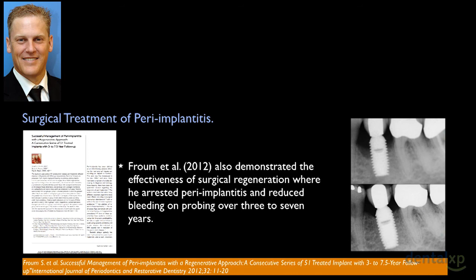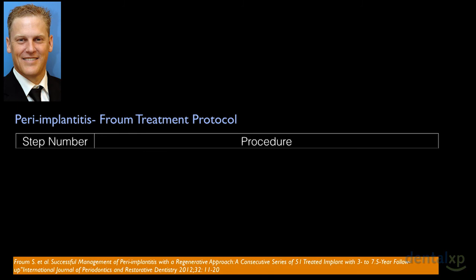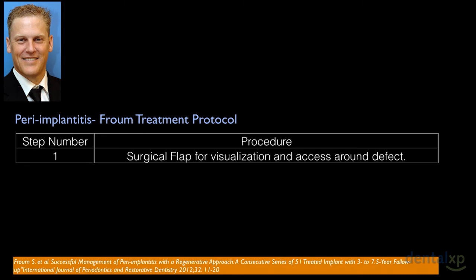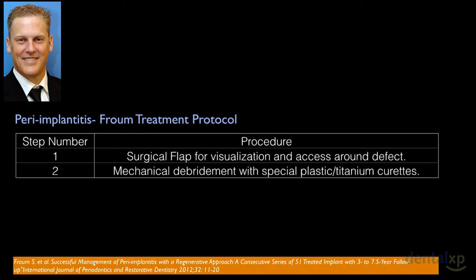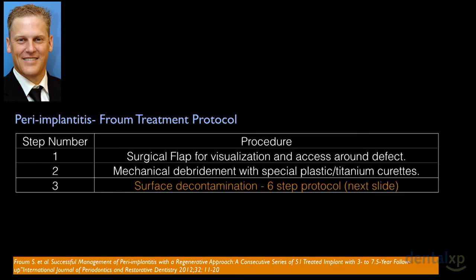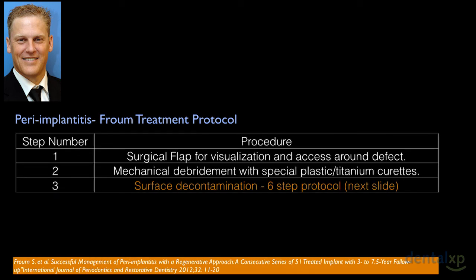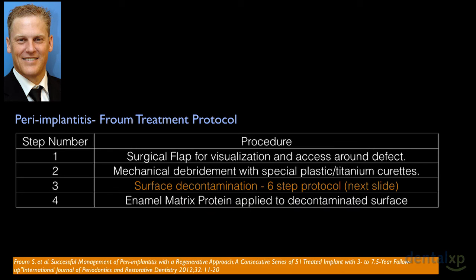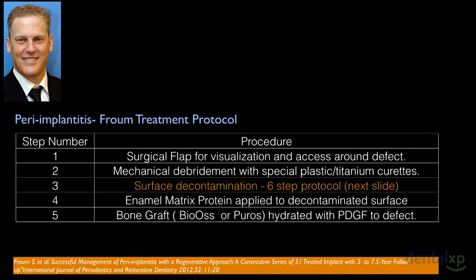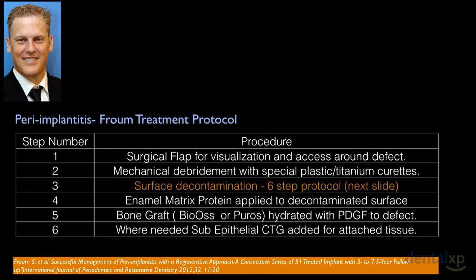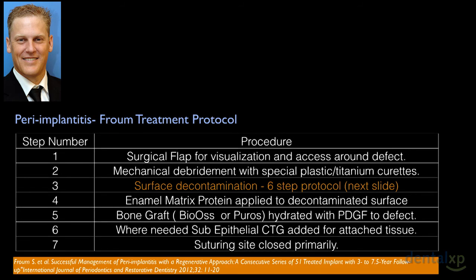Let's turn our attention in the last 10 minutes or so here to the surgical treatment of periimplantitis. Fromm and his group are really acknowledged as the gold standard. In this particular study done in the IJPRD, he looked at 51 cases with a mean follow-up time of 3 to 7.5 years. His protocol is to do a surgical flap for visualization, to debride the area with curettes, and then to do a surface decontamination, which was a 6-step protocol I'll show you in the next slide. Following that, enamel matrix protein was added, bone grafts were necessary, and subepithelial connective tissue grafts before primary closure.